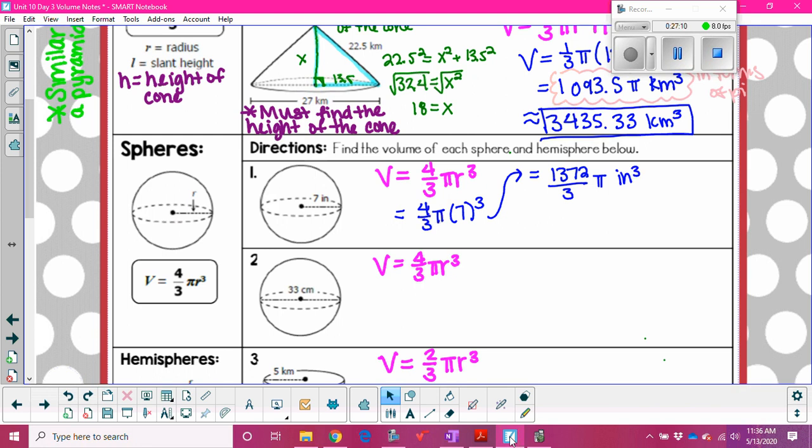Okay, so that is our answer in terms of pi. That is the most accurate. There is no decimal estimation in there at all. So that would be your answer.